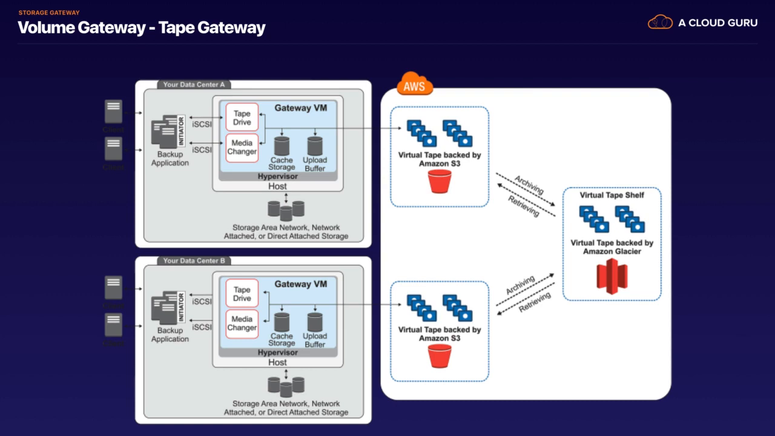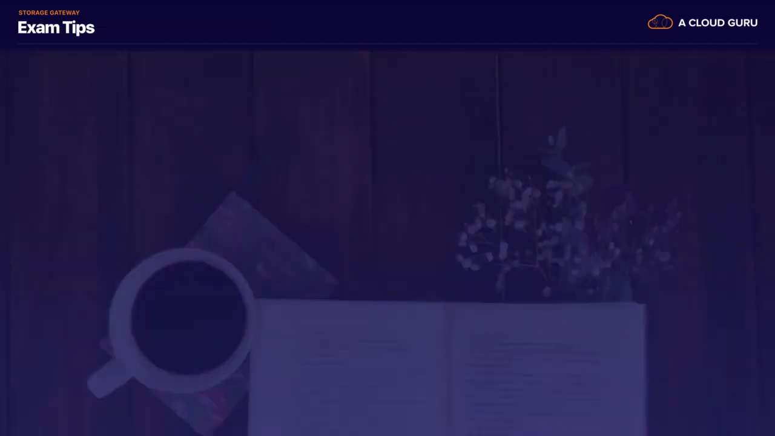And this is what it looks like. Over here, we've got Data Center A, Data Center B. We've got our tape drives. This is running as a gateway virtual machine. So this is our storage gateway. And essentially, it's just replicating our virtual tapes to S3. And of course, then you can archive them off to Glacier as well to keep your costs low. So that is it for Storage Gateway.